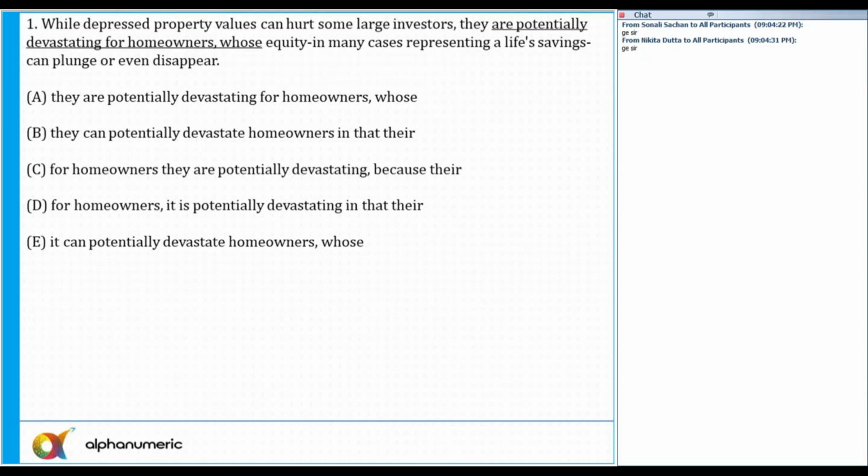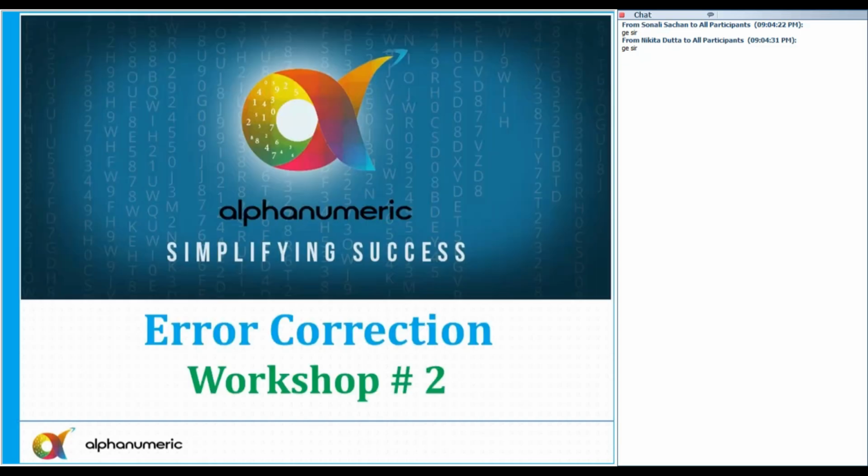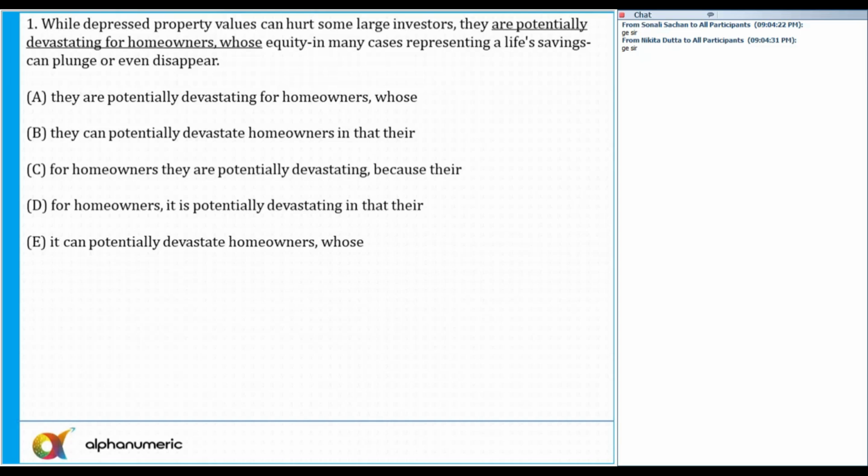Okay. I think we should check now. That is sufficient time. Let's take a look at question number 1. While depressed property values can hurt some large investors, they are potentially devastating for homeowners whose equity, in many cases representing a life savings, can plunge or even disappear.